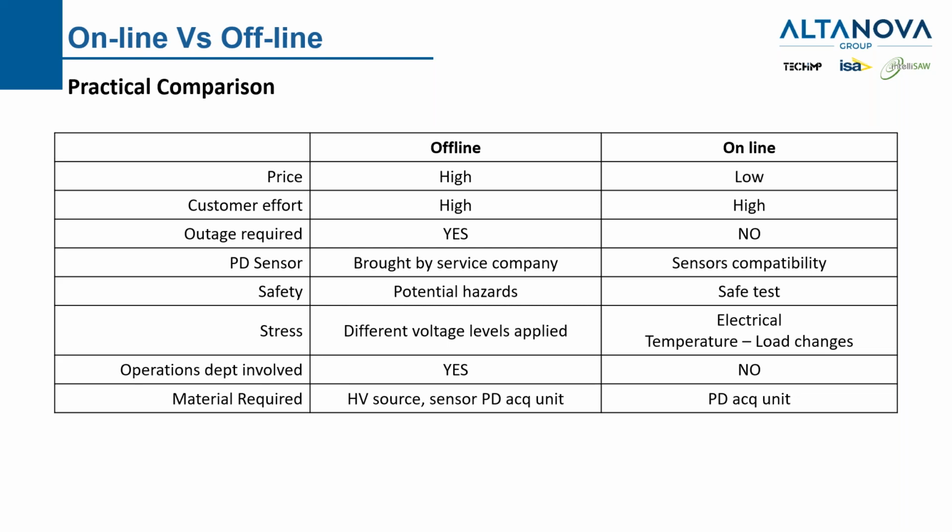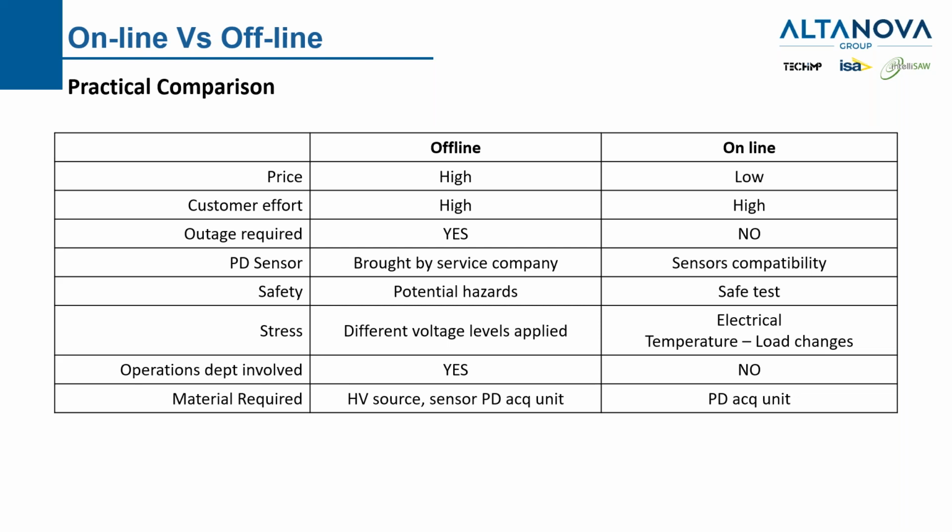PD sensors for offline tests are brought by the service company. Instead, in the online test, we need to have the sensor, and we also need to study the sensor compatibility between acquisition unit and sensor. From the safety point of view, the offline test is obviously more hazardous. We introduce a new voltage generator. We are with an open machine. It's not so safe. From the stress point of view, it's a particular discussion because with the offline test we can apply different voltage levels, while with the online test we will have only the electrical stress, which is fixed, but we will have the normal cases of temperature and load change stress.